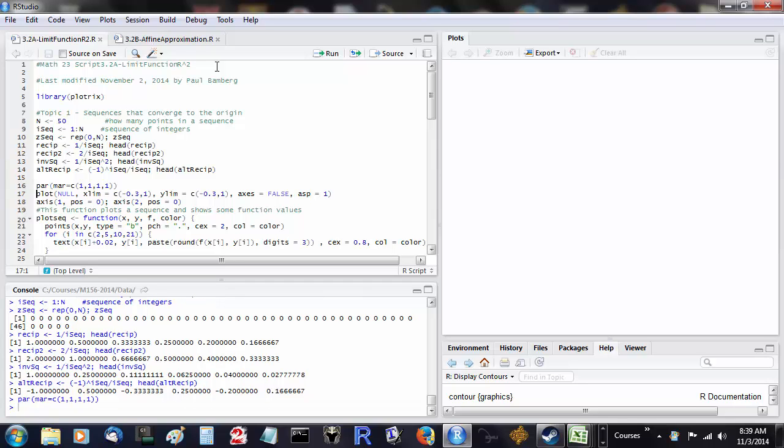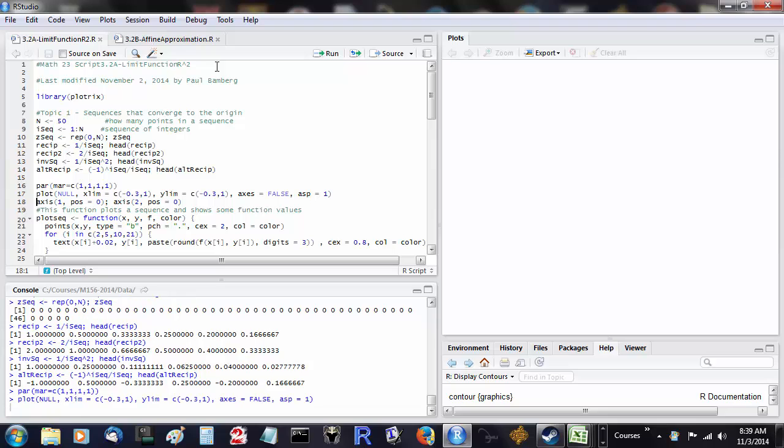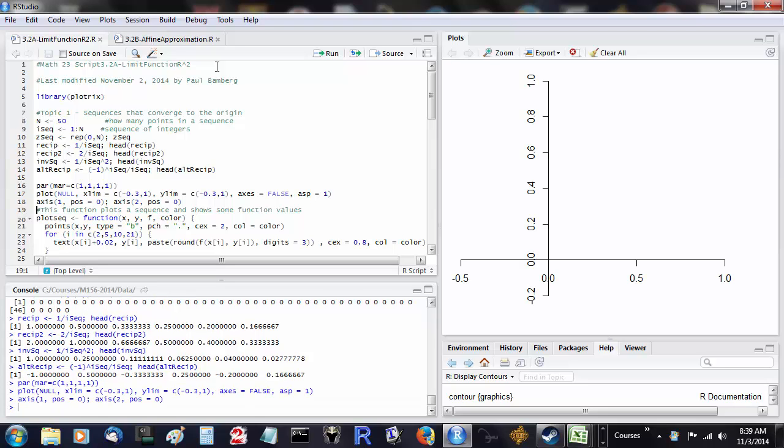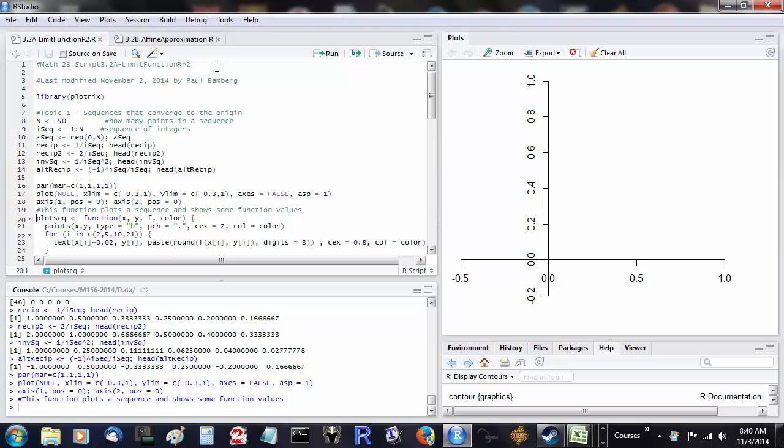Let's maximize the available real estate by setting tiny margins. And let's set up a plot that includes the origin with not too much space in the negative range. Here's a function that will plot a sequence of points, and next to some of those points show the value of the chosen function f.